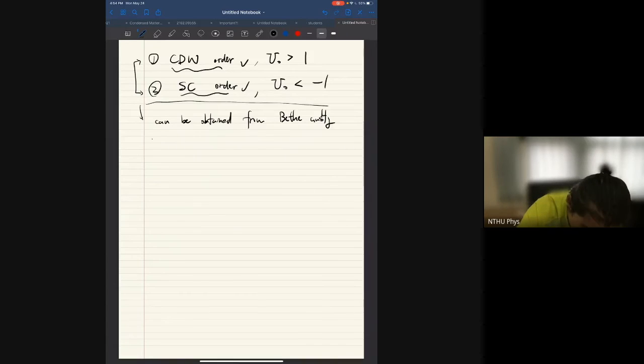So the method we can use is the mean field. The idea is we can obtain these CDW and superconducting orders from the Bethe ansatz, but the cheapest way is to use the mean field. Mean field can also obtain the CDW and the superconducting order parameter.